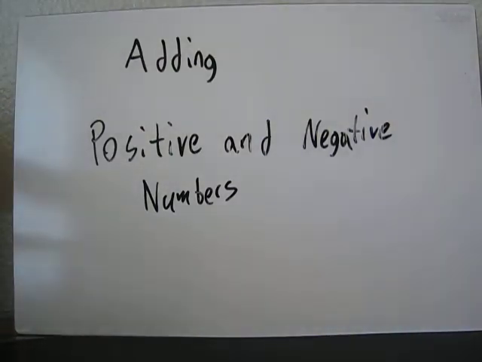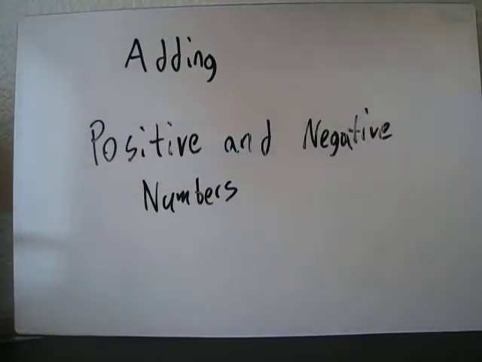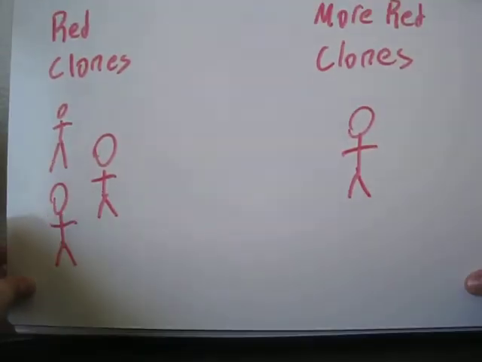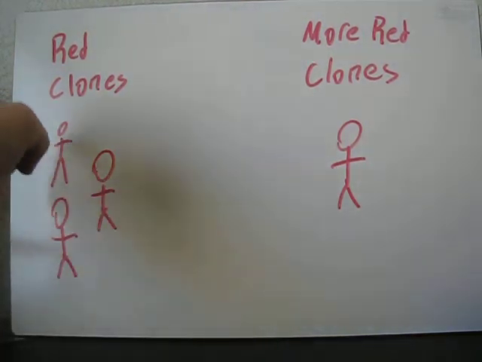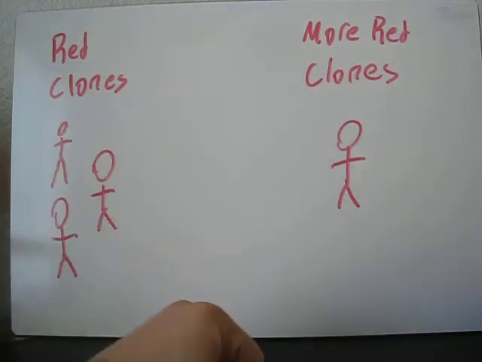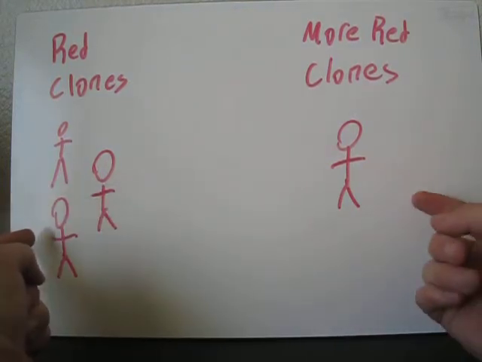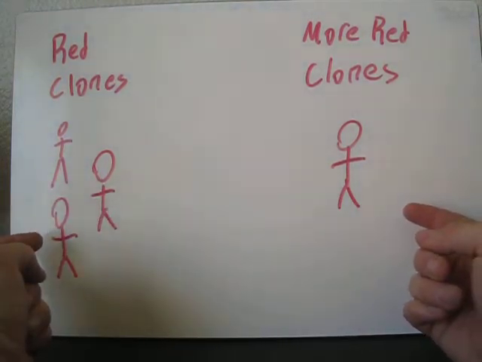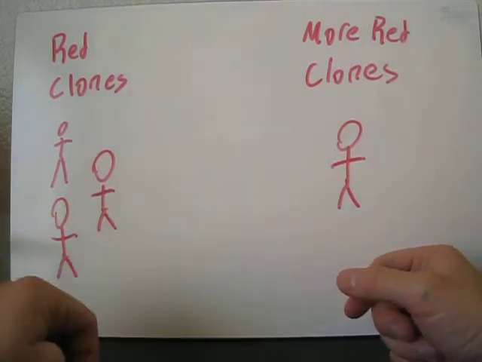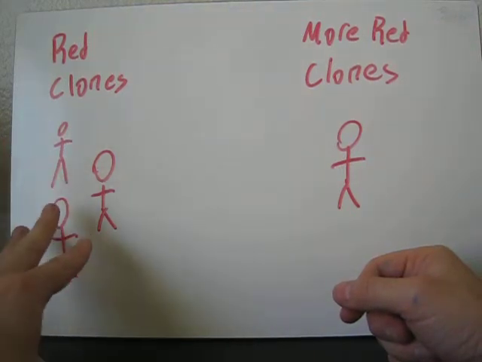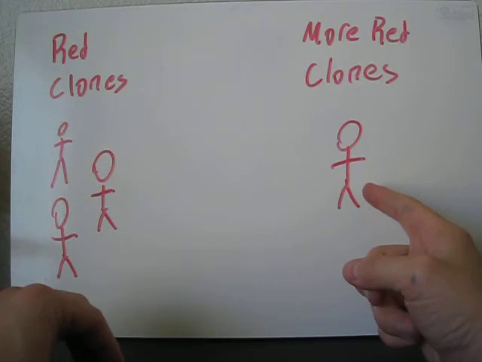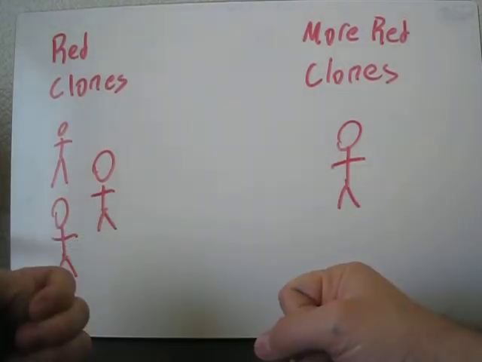Now let's take a step back, and we are still thinking about equal people. Now, a clone is somebody who's an exact copy. So when we look at these red clones, we know that each one is an exact copy of the other. So we have red clones, and we have more red clones. And when you want to put them together, the word you want to use is add. So when I want to add these three red clones to this red clone, it's going to equal 4 red clones.